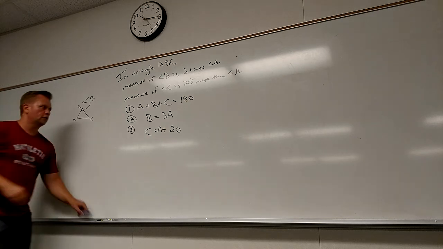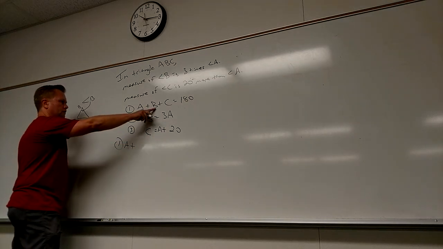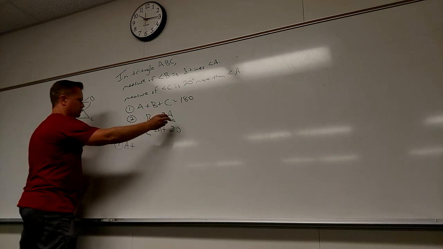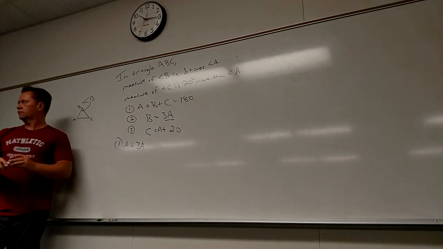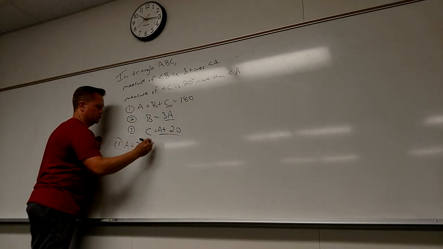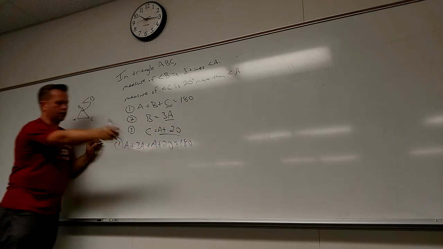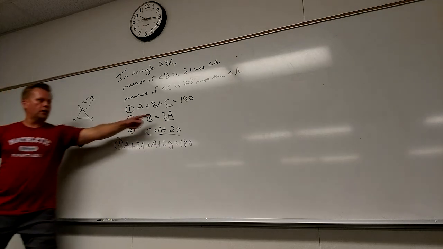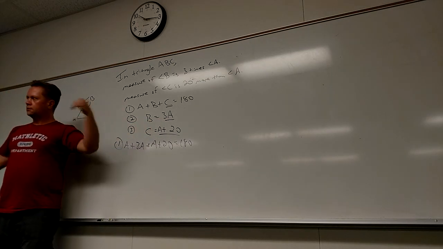So, what are we saying? You can take the first one and rewrite it as A plus B, but what's B? B is 3A. So wherever I see B, I can rewrite it as 3A because that's what B is. And what's C? A plus 20. Let me write it like that, equals 180, so now I can solve for A. Once I know A, I know both B and C because they both relate to A.